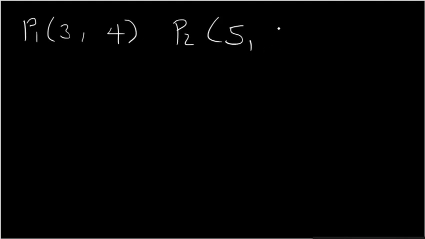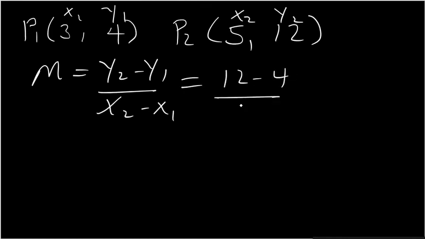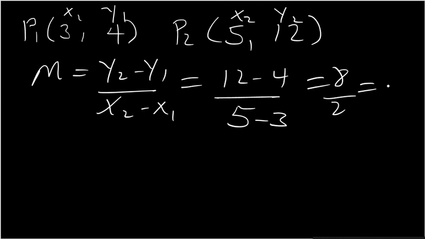For example, if we have a point P1 (3, 4) and another point P2 which is (5, 12), let's say the line passes through these points. We can take the first one as x1, y1, and the second point will be x2, y2. Therefore, how to find the slope? The slope will be y2 minus y1 over x2 minus x1, as we said. So it's going to be 12 minus 4 over 5 minus 3. This is going to be 8 over 2, which is 4.